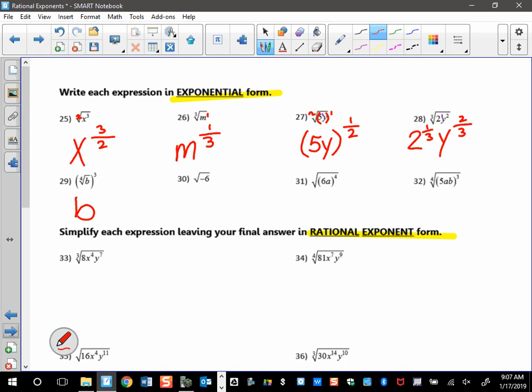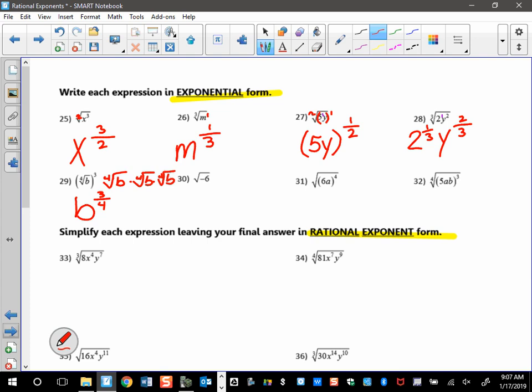What do you think 29 is going to be? Okay, it's 4 on the bottom. It's a 4th root. Well, how many are there? Think about it this way. 4th root of b to the 3rd, isn't that this? 4th root of b, 4th root of b, 4th root of b. Right? 4th root of b times itself 3 times. How many b's is that?